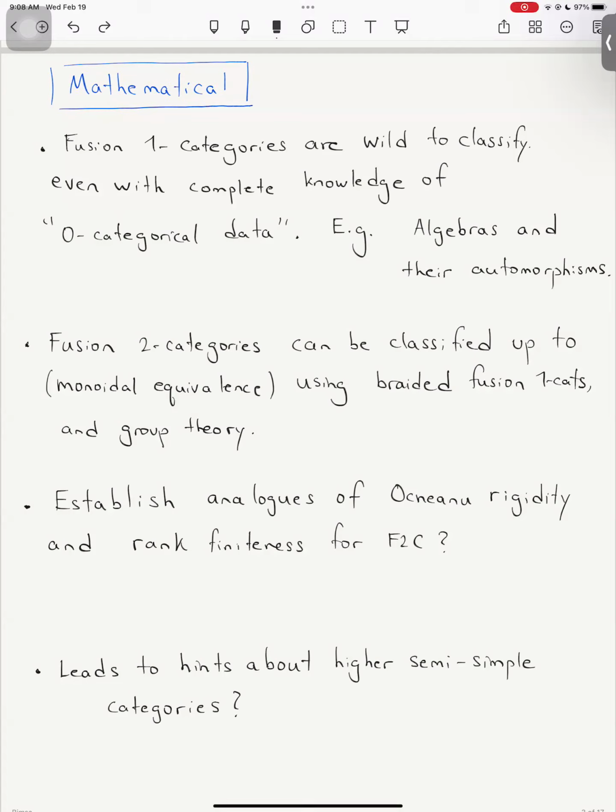And so even if you had a complete classification of group theory, you still wouldn't be able to recover all the fusion one categories.